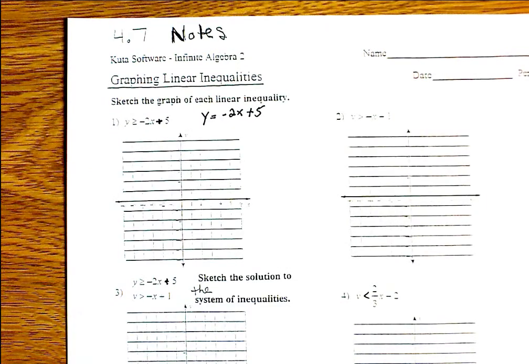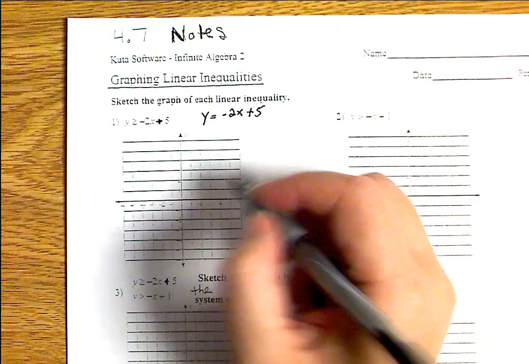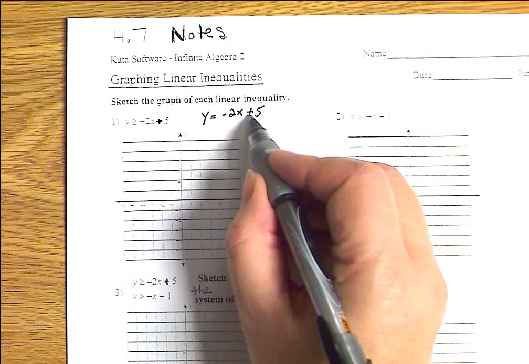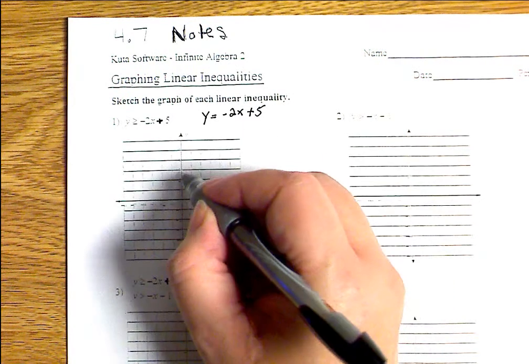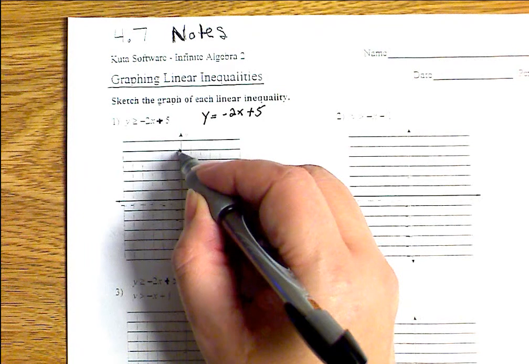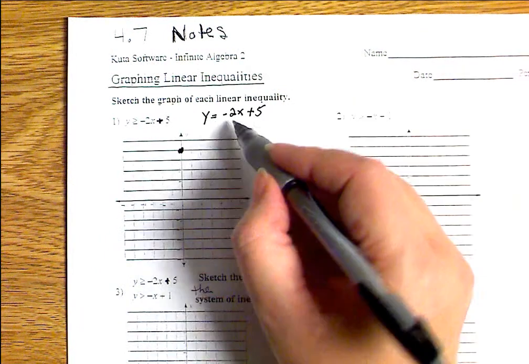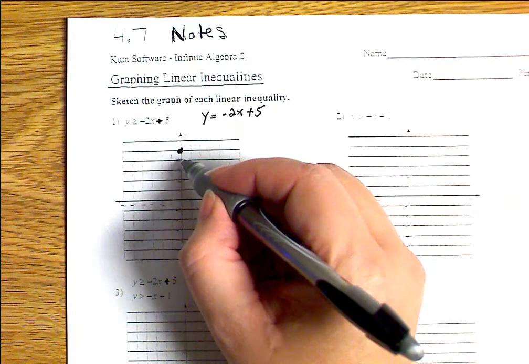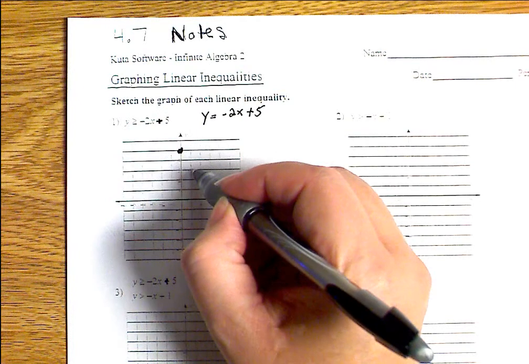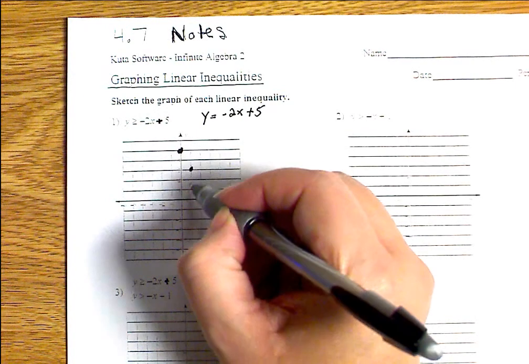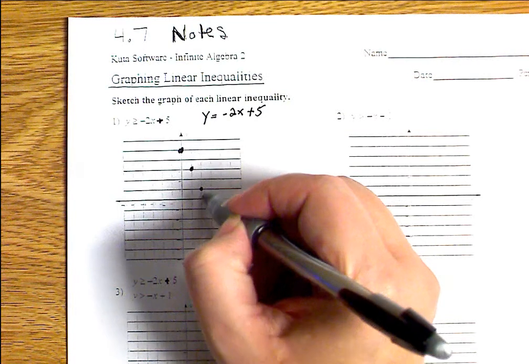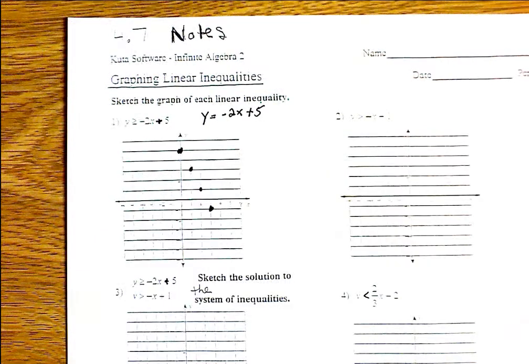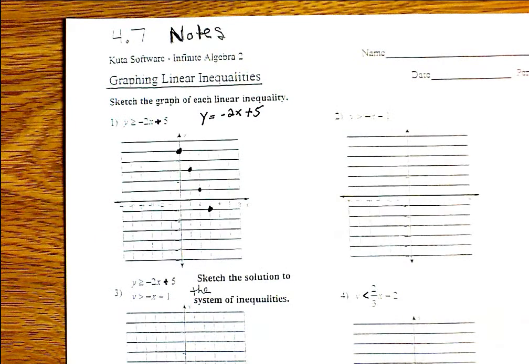So you would go to 5. So I'm going 1, 2, 3, 4, 5, and put a dot. Then it says negative 2, so that means I'm going down 2 over to the right 1. Down 2 over 1, down 2 over 1. And I'll wait right there to make sure all of you have that.